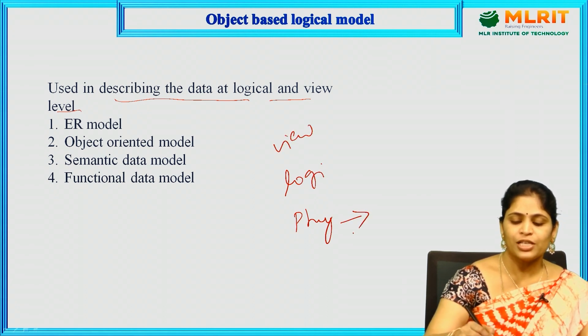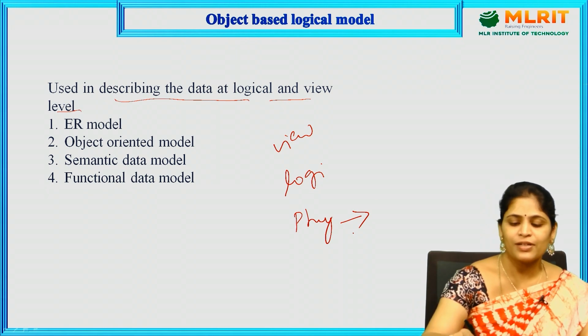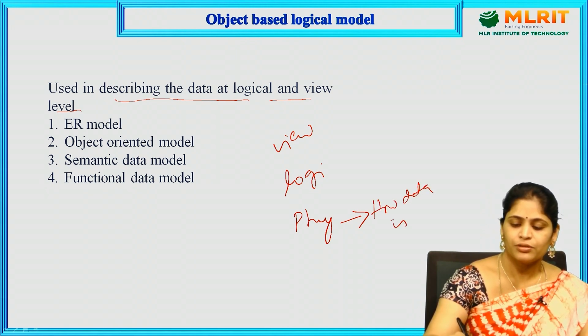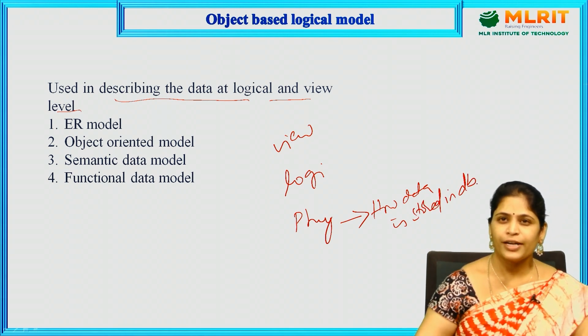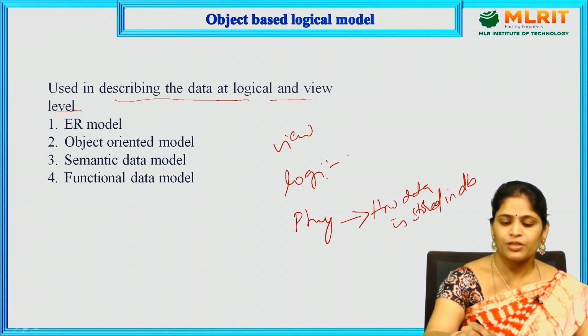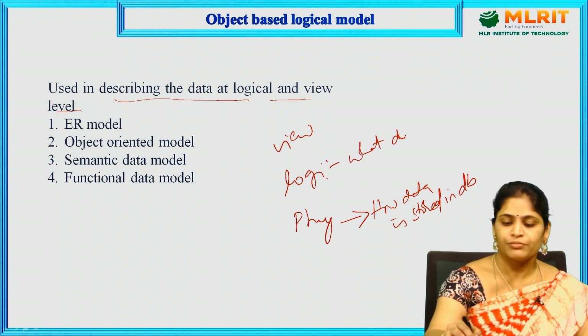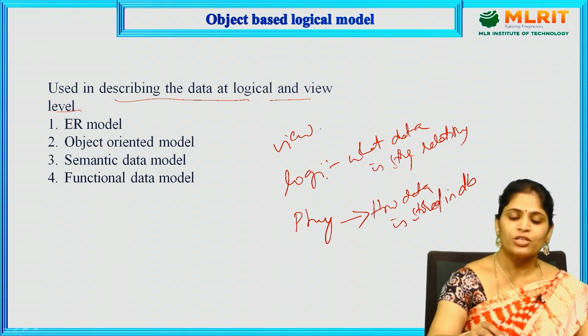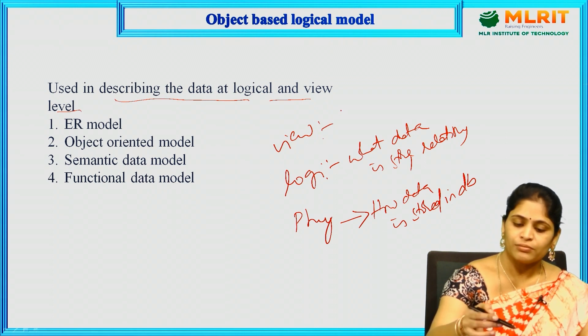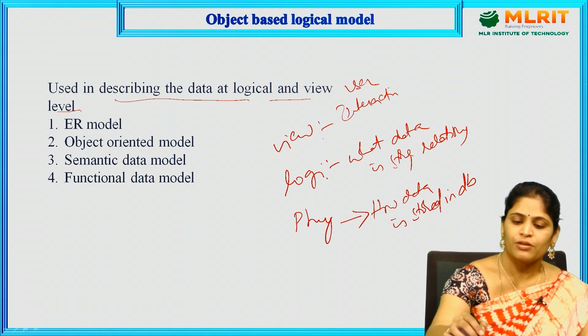Physical level deals with what? Physical level deals with how data is stored in a database. Next, logical level deals with what kind of data is stored and the relationships among data. What is view level? View level deals with the user interaction with the database.